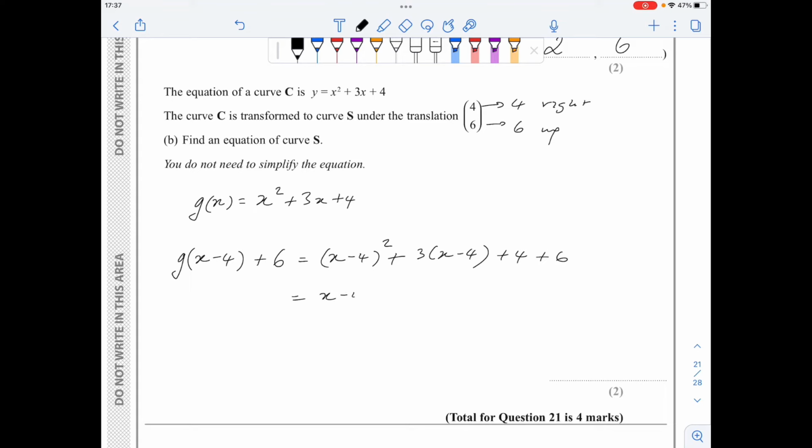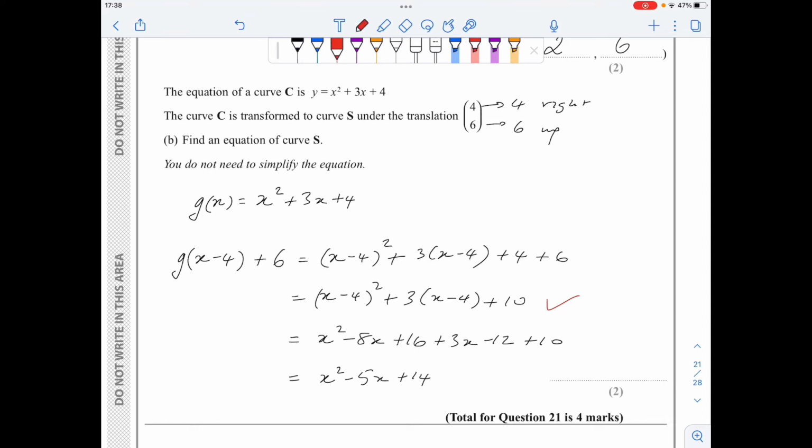I'm just going to rewrite it as (x minus 4) squared plus 3(x minus 4), and I will just add the 4 and the 6. So that's a plus 10. Now this is a perfectly acceptable answer. If you want to go a step further and simplify this one, you will get x squared minus 8x plus 16 plus 3x minus 12 plus 10, and this will give you x squared minus 5x plus 14, which is also acceptable, and this is in its simplest form.